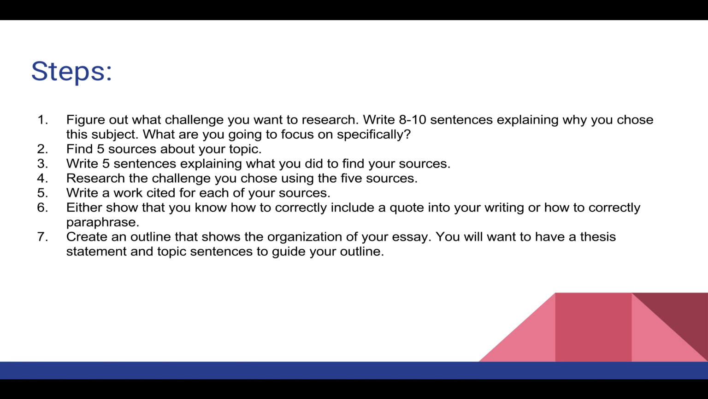Find 5 sources about your topic. Write 5 sentences explaining what you did to find your sources. Research the challenge you chose using the 5 sources. Write a works cited for each of your sources. Either show that you know how to correctly include a quote into your writing or how to correctly paraphrase. And then create an outline that shows the organization of your essay. You will want to have a thesis statement and topic sentences to guide your outline.